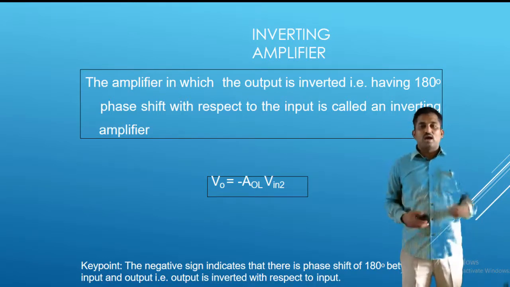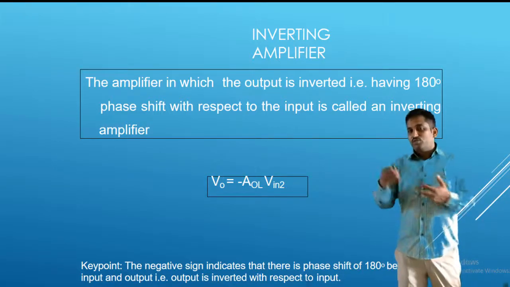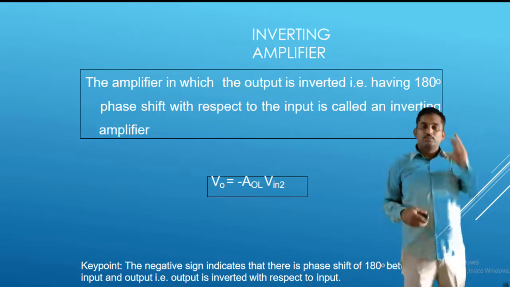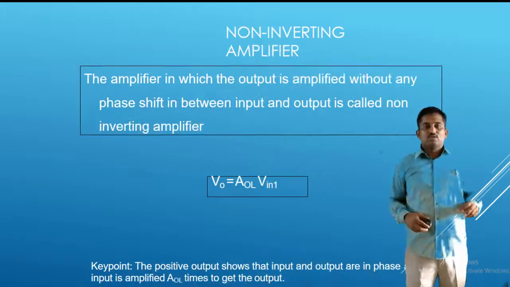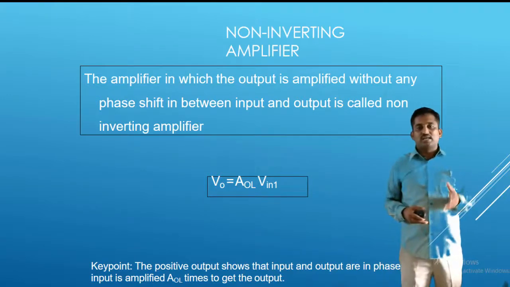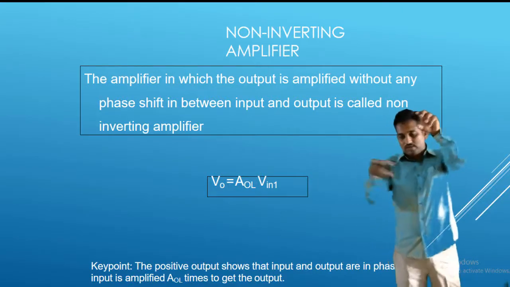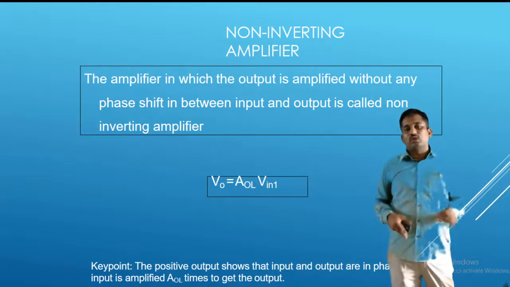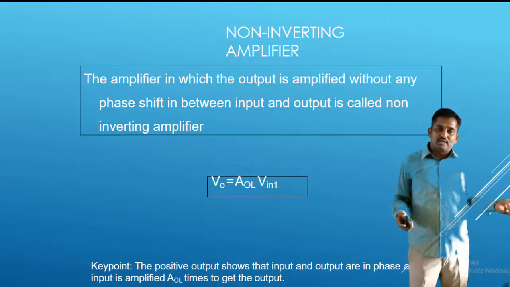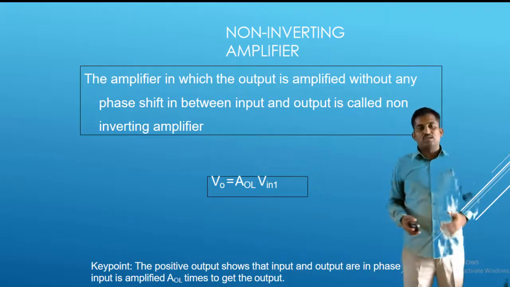And coming to the non-inverting terminal, if the input is applied at any one of the input terminals and you get the output in phase with the input signal, then we treat it as the input applied at the non-inverting terminal. So AOL into non-inverting terminal voltage minus inverting terminal voltage. Now we are applying the input at the non-inverting terminal, so we connect the inverting terminal to ground. So we get V0 is equal to AOL into Vin. Here we are not getting any negative symbol, so we can treat both the input and output as in phase.